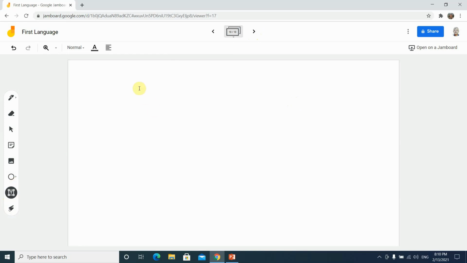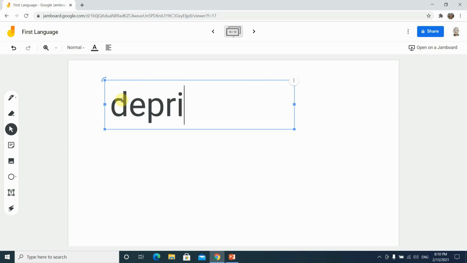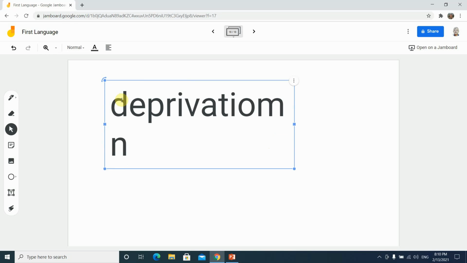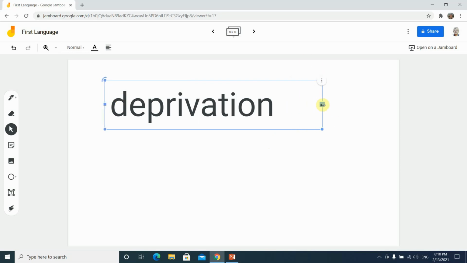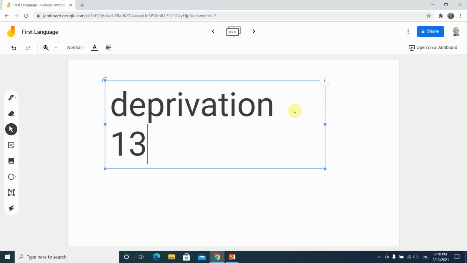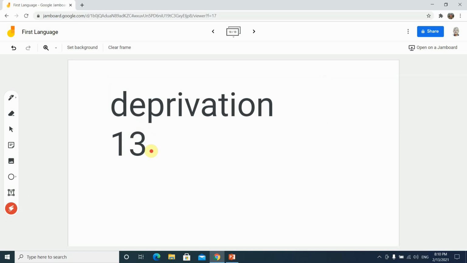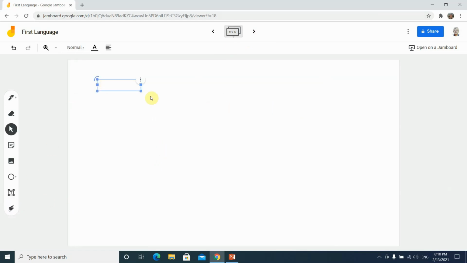Jenny was suffering from deprivation, not only linguistic, but emotional. Emotional deprivation. That's why she was not able to speak. Remember, how old was she? She was 13 when she was discovered. That's why linguists, psychologists, doctors came with this conclusion. They say after the age of 12, 13, our LAD declines and we cannot acquire language.